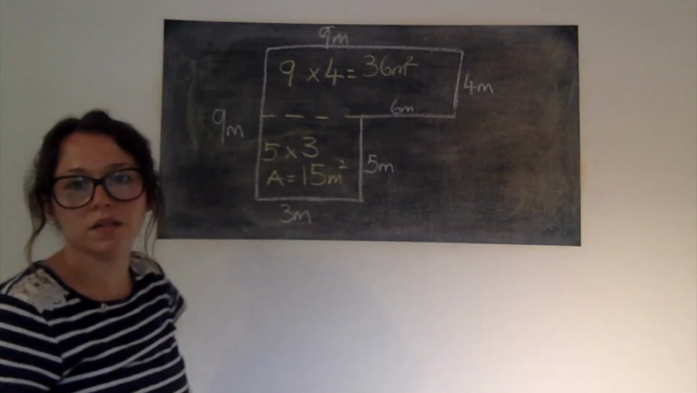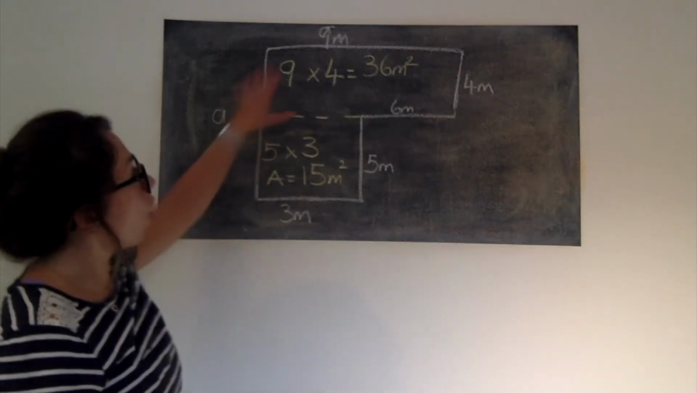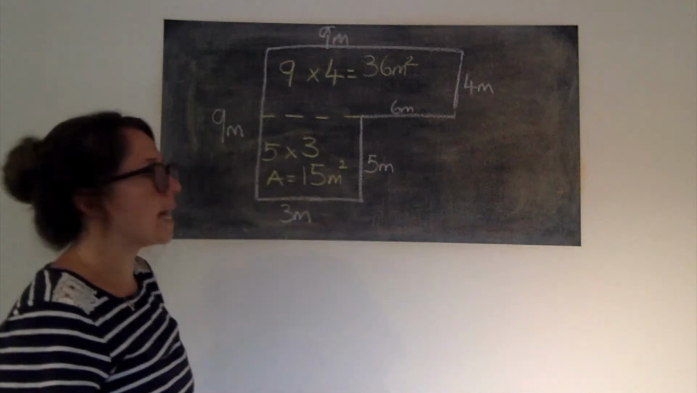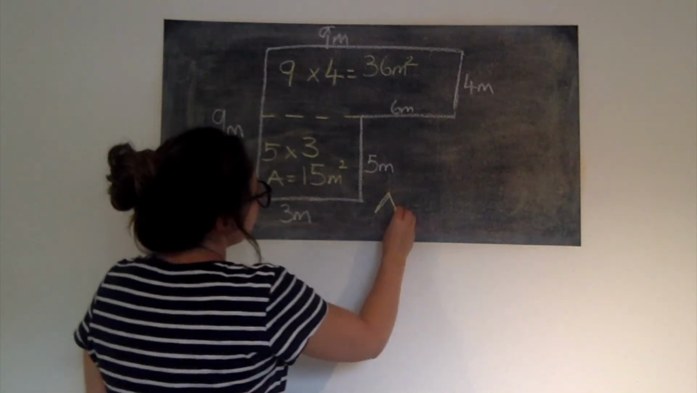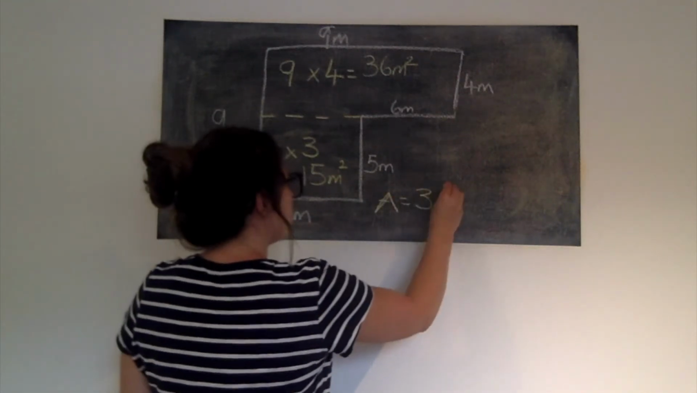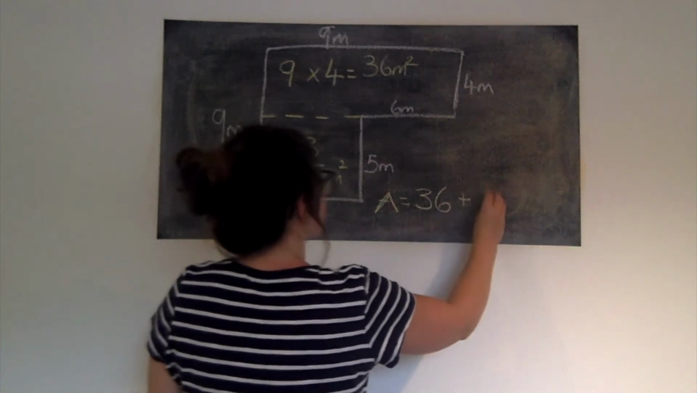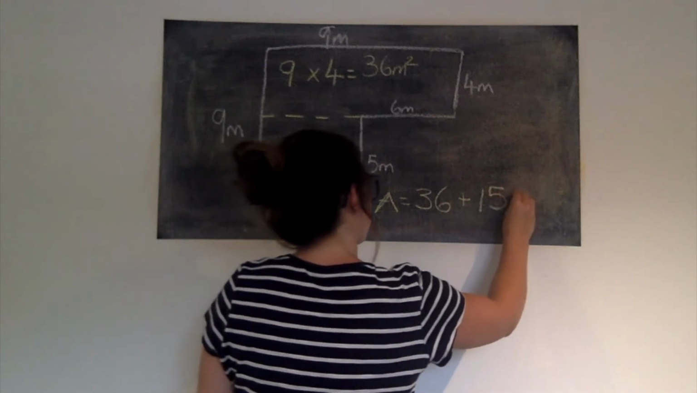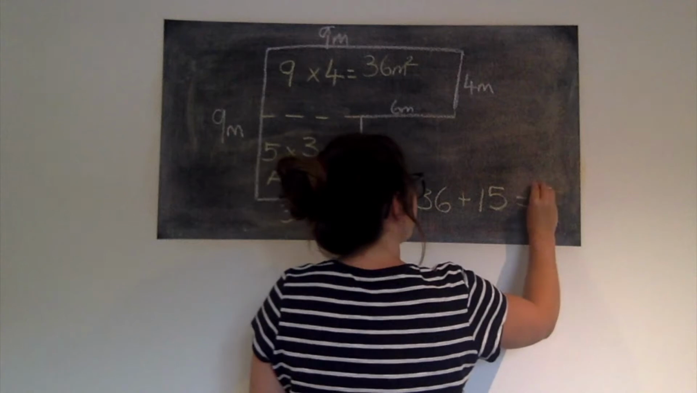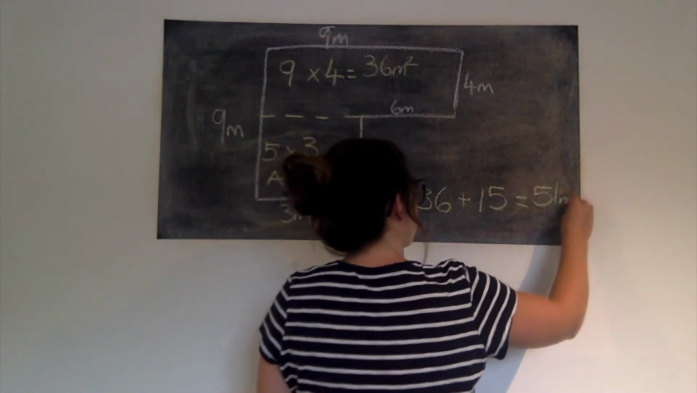Now again, this isn't complete, because to find out the area of the whole compound shape, we need to add them together. So the area equals 36 plus the 15 gives us 51 metres squared.